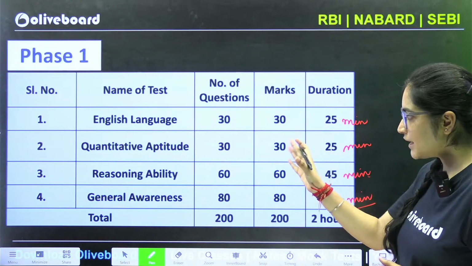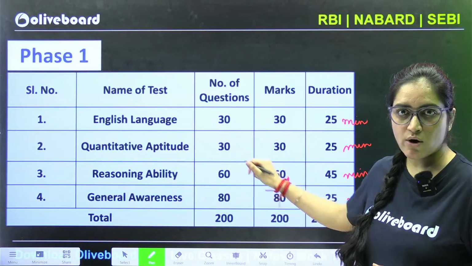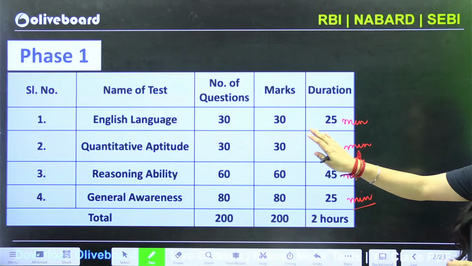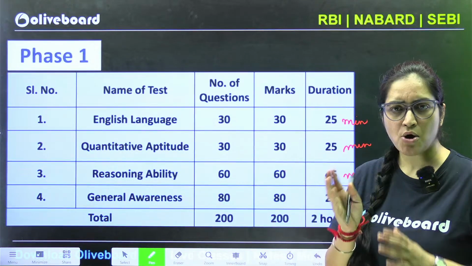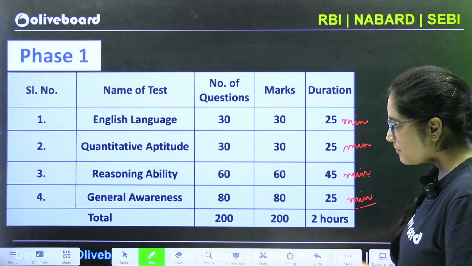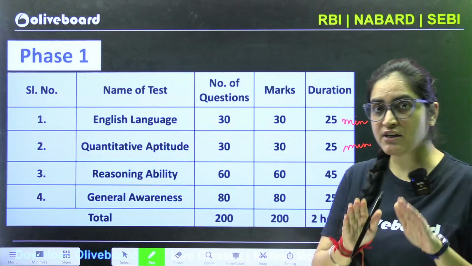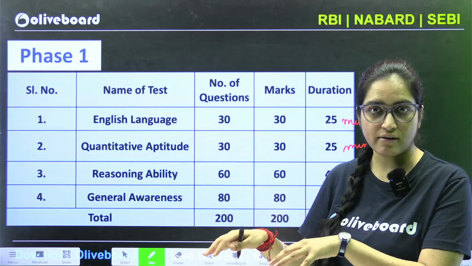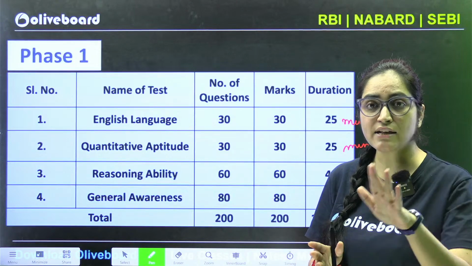So by now you understand that for phase 1 you have to prepare English, quant, reasoning and GA. For English, at least in 2023, the paper was easy to moderate, more towards the easier side, and doable. But quant as well as reasoning were pretty tough. Some of the DIs in quant were not to be attempted. If you had fallen into the trap of attempting those DIs, you would not have been able to qualify. That's where the caveat lies.